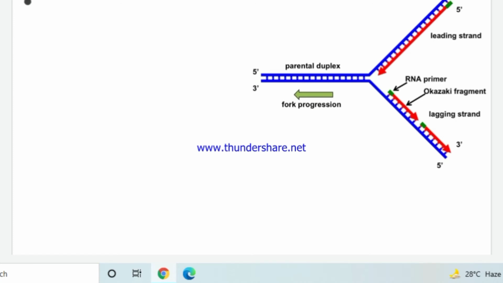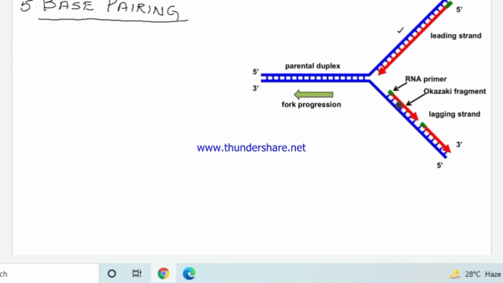Base pairing. So the fifth step is base pairing. So what is base pairing? Now the two strands that have been separated in the area of the replication fork now function as the template.